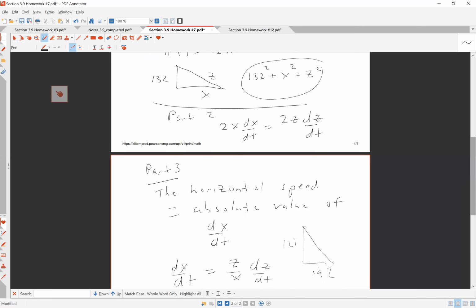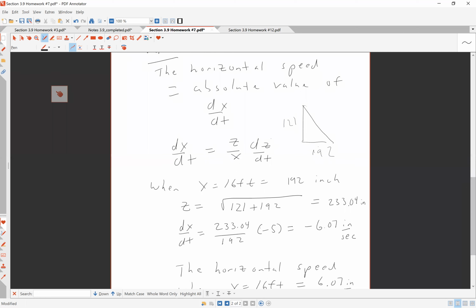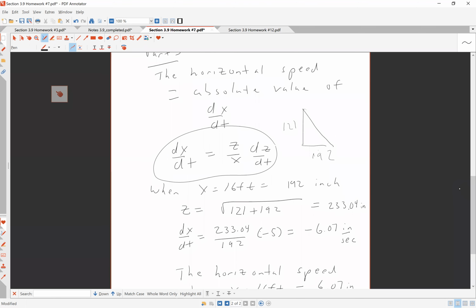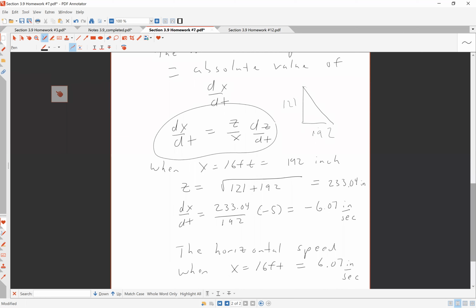So you just plug into this formula. Remember, we had this formula: 132 squared plus x squared is z squared. We took the derivative of both sides and solved for dx/dt. We got dx/dt is z over x times dz/dt. We found that when x is 192 inches, z is about 233.04 inches.